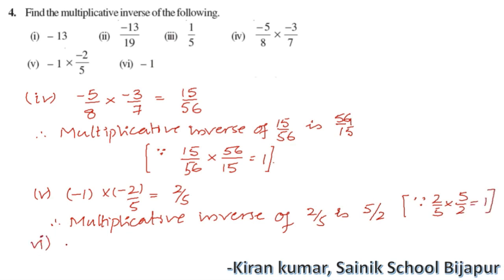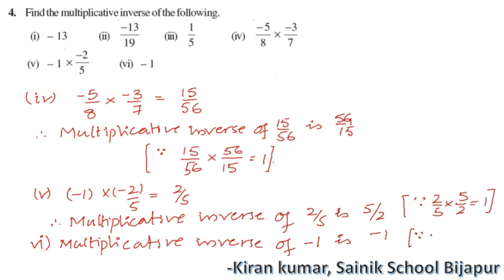Last, the sixth one, the multiplicative inverse of minus 1 is minus 1 only, because on multiplying minus 1 with minus 1, we get positive 1.